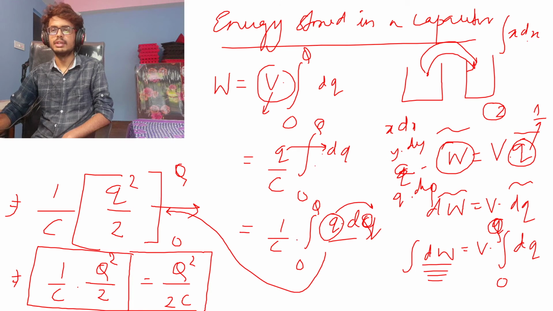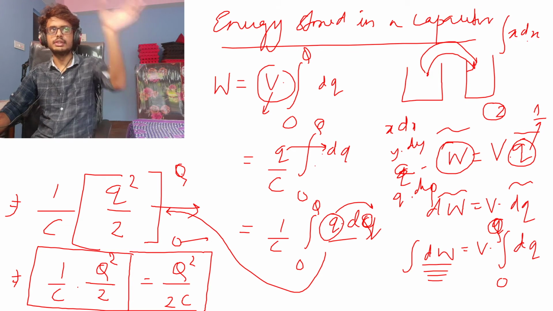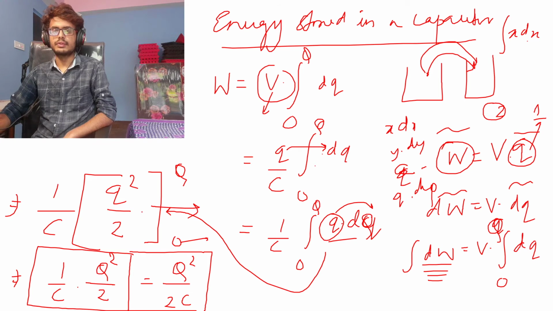So q squared by 2, and we are going over 0 to Q. So charge can vary from 0 to Q, right? So we put the value of Q here. 0 is not considered because when you put 0, it'll be 0 only. So just replace this small letter q with capital Q. So 1 by C, q squared by 2 minus another replacement is 0. 0 squared by 2 is always 0. So we just consider 1 by C, Q squared by 2. So Q squared by 2C is the energy stored inside a capacitor.